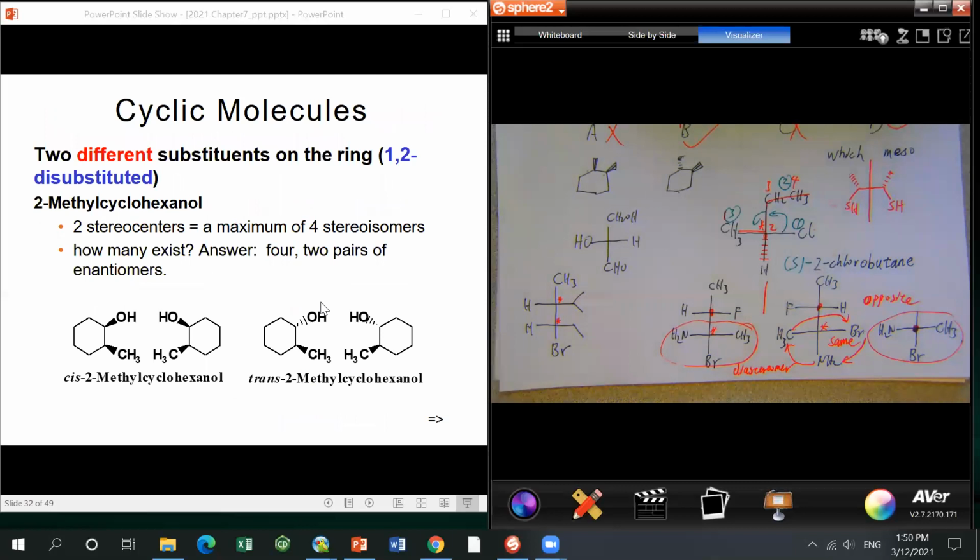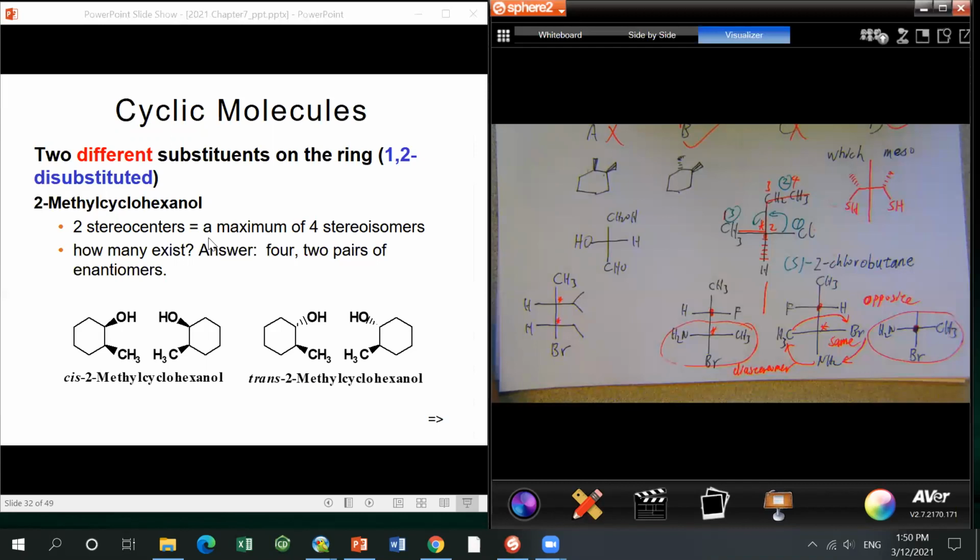And then the next topic is cyclic structure. It really depends on what the substituent groups are and what the relative positions are. Here's one example. We have two different substituents on cyclohexane, one OH and one methyl. So you can have two stereocenters, and overall there are four possible stereoisomers.